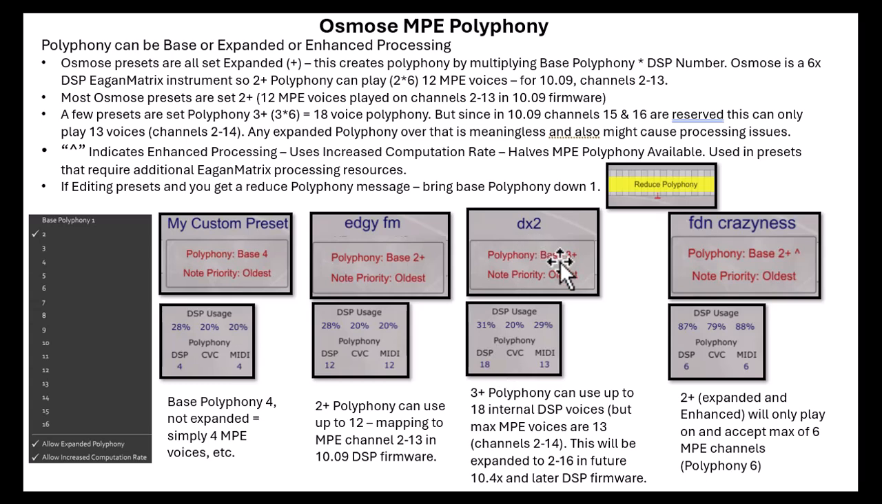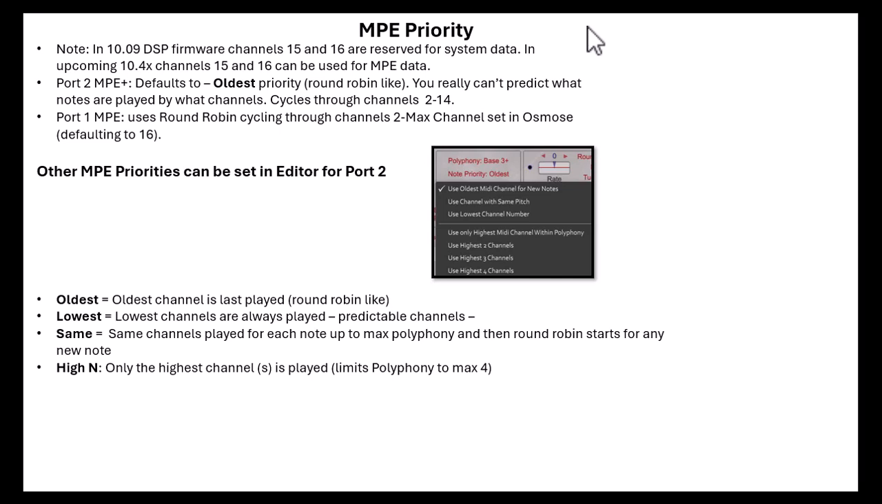In this case, a 3 plus preset has a DSP number of 18. So the internal DSP voices that can be used for processing are still 18, but the external MIDI voices that you can have are only 13 in this case. Those internal DSP voices can affect the actual internal programming of a preset and how the internal eigenmatrix constructs are used. Now we can talk about MPE priority.